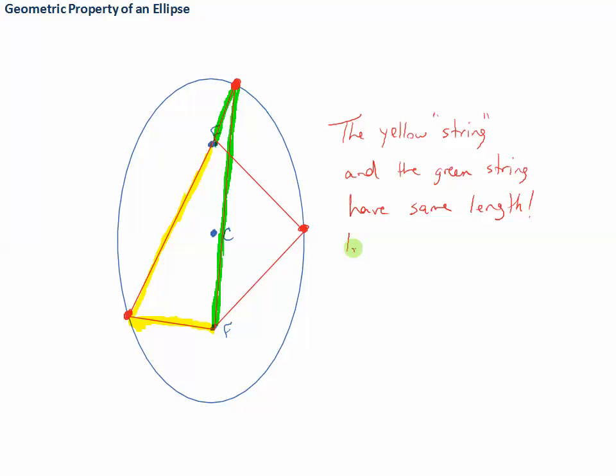So in fact, for any point, the string length is the same. So what this does is it leads to lots of interesting properties of ellipses that we'll explore through graphing and through equations. It also has some real-world applications. You might look up something like whispering rooms or things like that. So that is the geometric property of an ellipse.